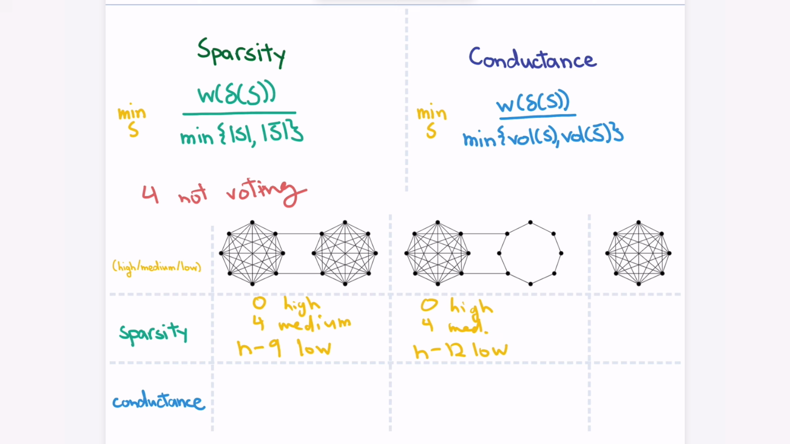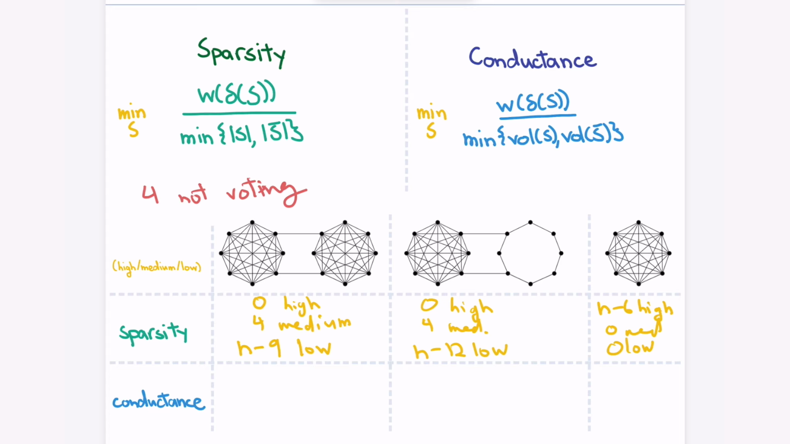All right, and then lastly, what about this complete graph, where all things are connected? Who thinks this will be high? Okay, most of you. And what about medium? And what about low? Okay, good. Before moving on to conductance, most of you thought it was low sparsity.